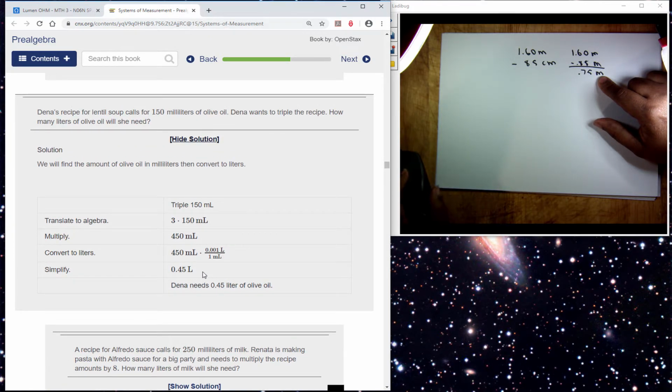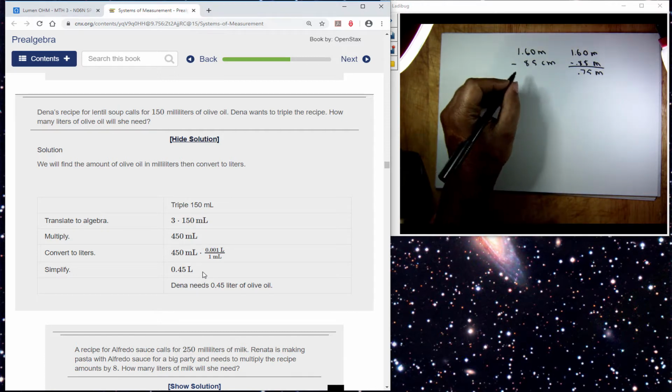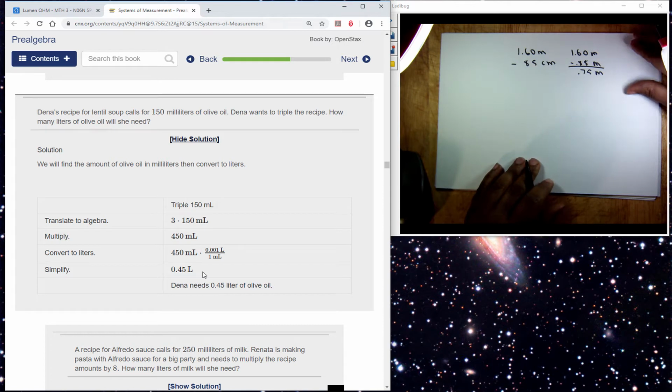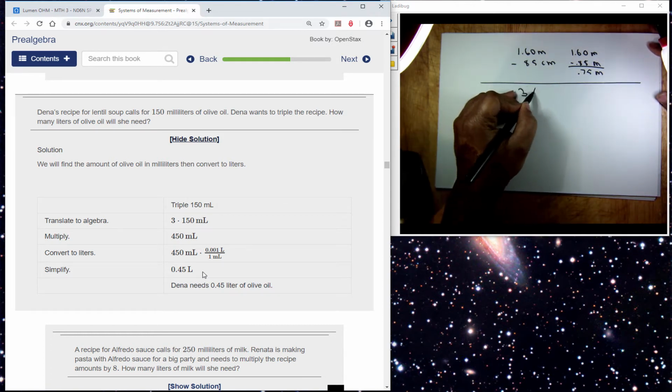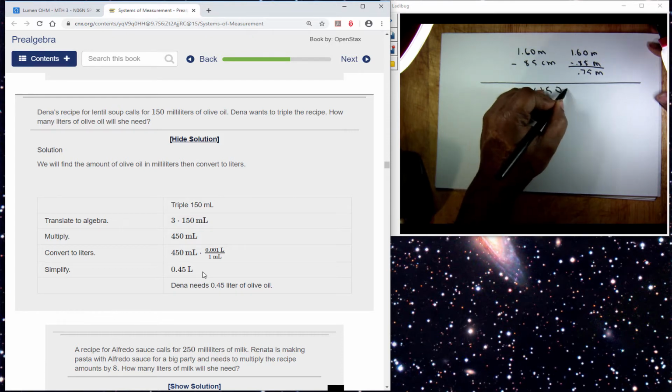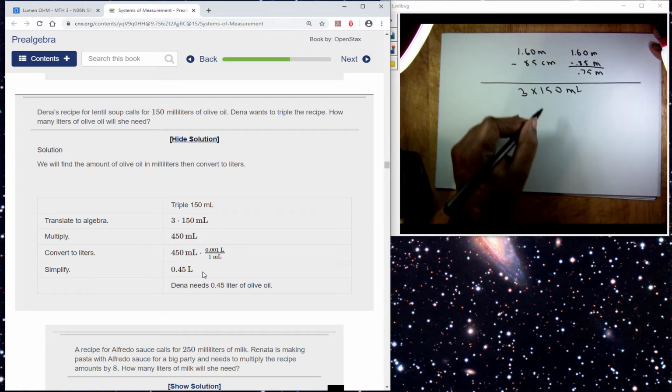This one here, they're multiplying. Dana's recipe for lentil soup calls for 150 milliliters of olive oil. Dana wants to triple the recipe. So it's going to take multiplication. For this next one, I'm going to have 3 times 150 milliliters. When you multiply this out, you have 450.